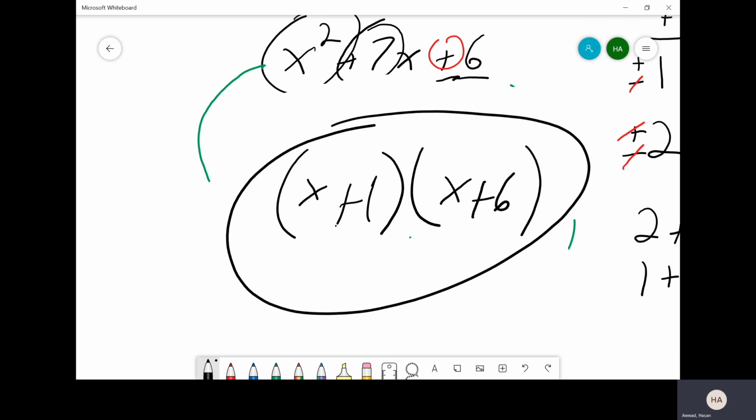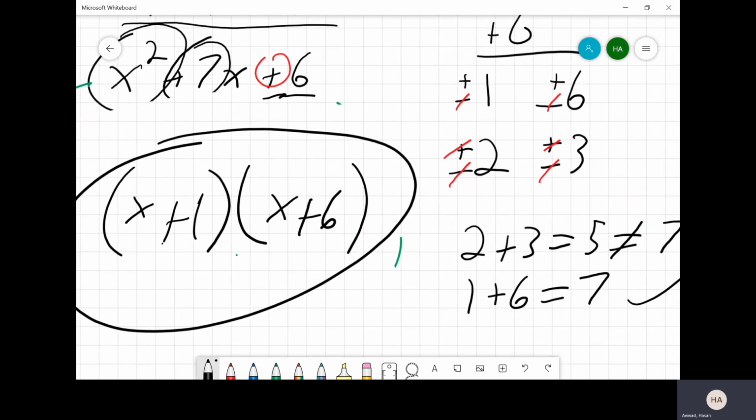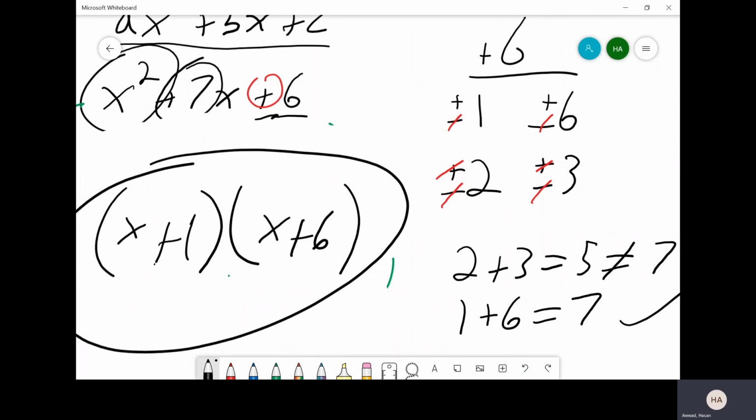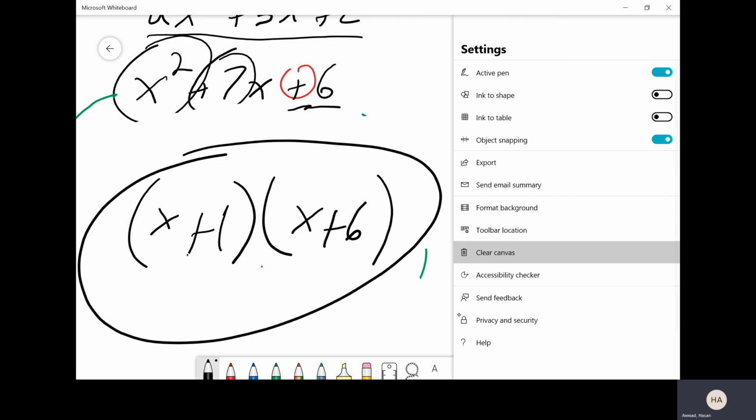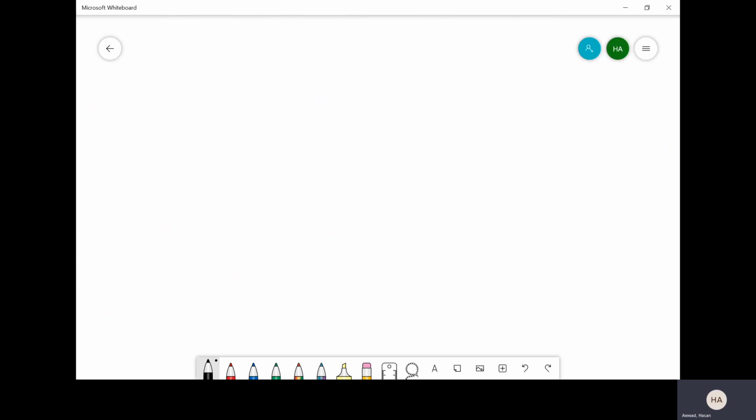And again, the idea here was simply that we looked first at the factors of 6, and then we looked to see what factors of 6 would add together to give us our term in the middle. And again, the signs do matter, right? So we were looking at factors of positive 6, and then we were looking to see what factors of those would add together to give us a positive 7. Okay? So hopefully that makes sense for you guys.